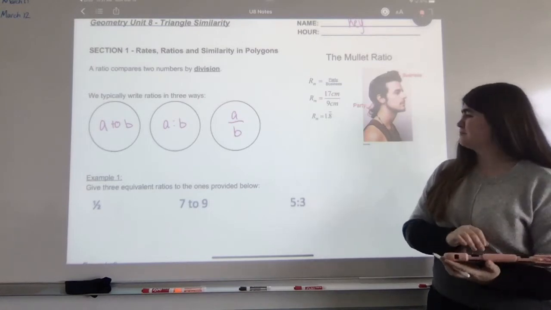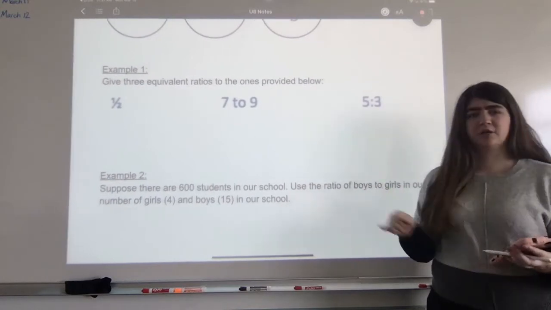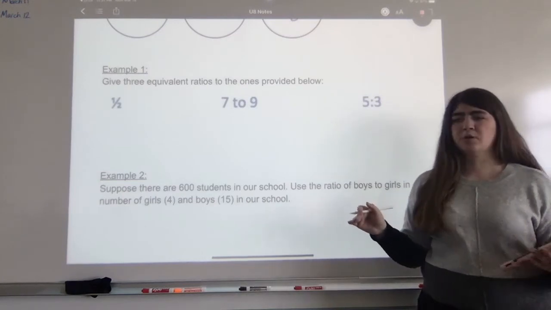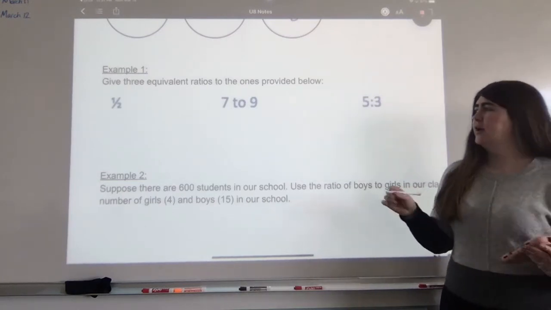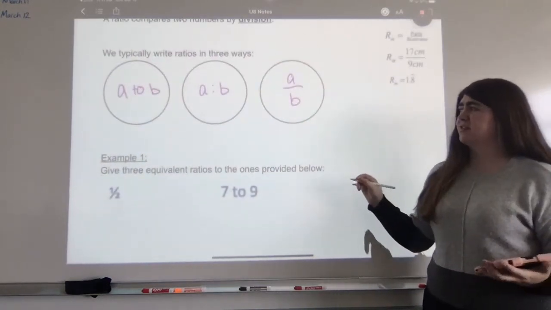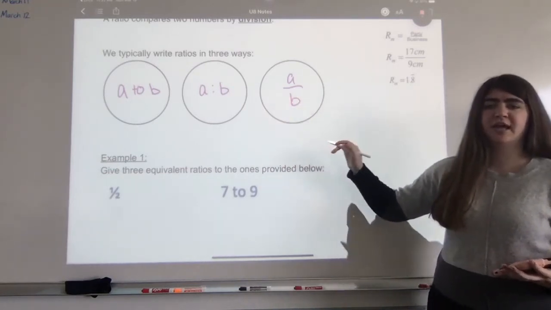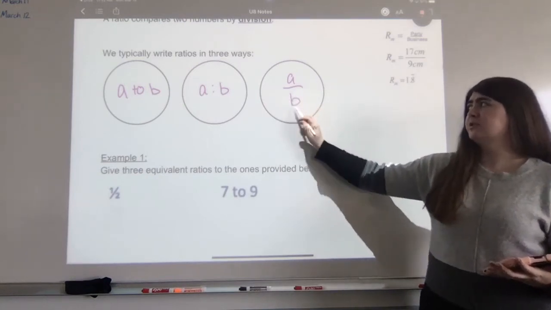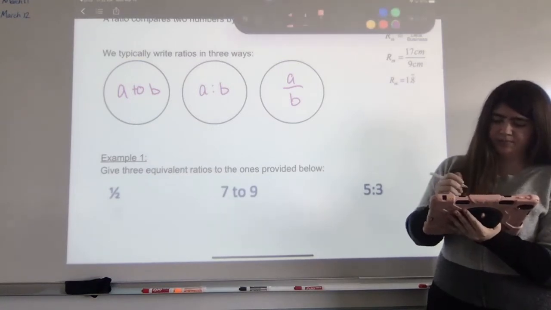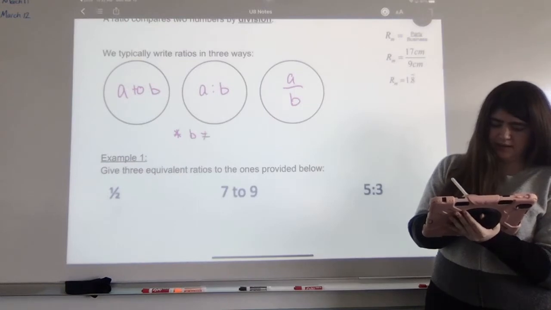All right, so example 1, let's take a look at some numerical ratios here. It says give 3 equivalent ratios to the ones provided below. So if you have an equivalent ratio, and I'm actually going to back up here a second because I just remembered I forgot to write this in here. So we have these formats of ratios, but all of these are on the condition that B is not equal to 0. So you can't have your B as 0. So this is on the condition that B does not equal 0.